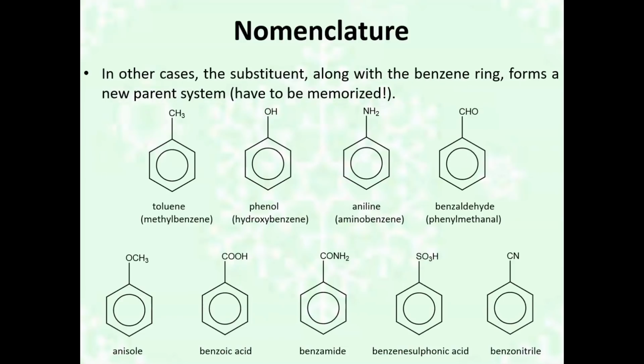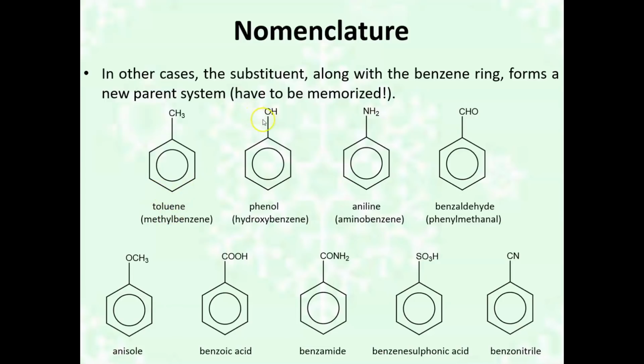Certain substituents attached to benzene will have a new name. That's why it's mentioned here. In other cases, the substituents along with the benzene ring form a new parent system. So all of these you have to memorize. The first one has a methyl group CH3 attached to the benzene ring. We call it methylbenzene. At the same time, it is also called toluene. That's the new name that you need to remember.